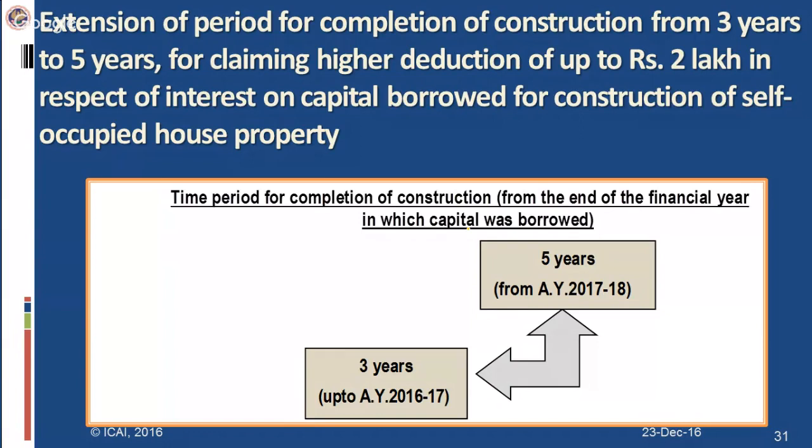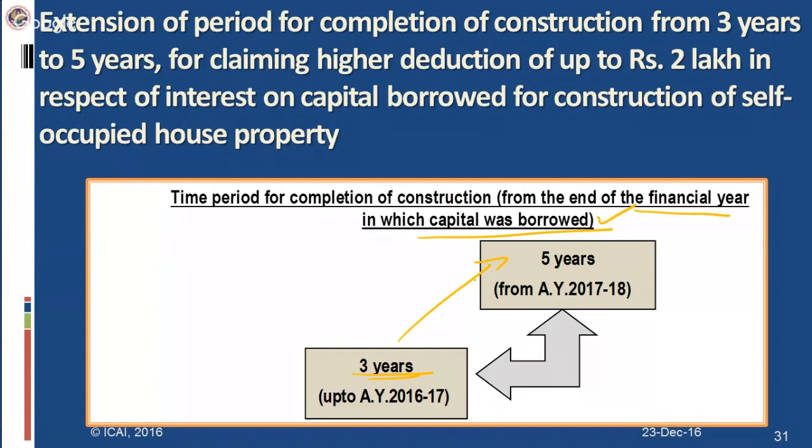In case of a construction property, there is a further condition that the construction has to be completed within 3 years from the end of the financial year in which capital was borrowed. So for that 3 years period, the time limit has been extended to 5 years. As of now, housing projects are taking a longer time for completion, and they are not able to complete their construction within a period of 3 years. To provide some relief to the assessees who had taken the loan and are paying the interest but are not getting the benefit of that deduction, this year the Finance Act 2016 has extended the time limit for completion of the construction to 5 years.